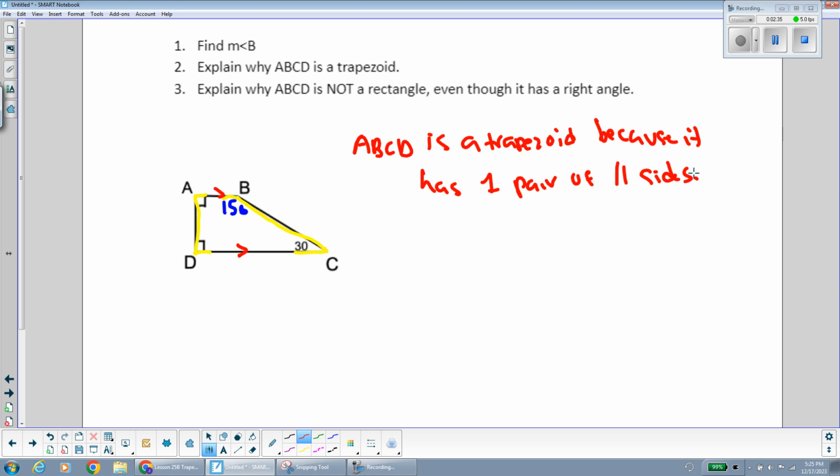We don't have a rectangle here, even though we have a right angle, because in order to be a rectangle, first of all, it needs to be a parallelogram first. And I don't know that ABCD is a parallelogram because I only see one pair of parallel sides right now. I don't see another pair of parallel sides, and in order to be a parallelogram, both pairs of opposite sides would need to be parallel. Additionally, rectangles should have all 90-degree angles, and 2 out of 4 of the angles of this quadrilateral are not right angles. So we do not have a rectangle here, even though there is a right angle.